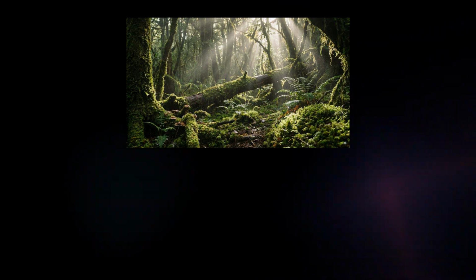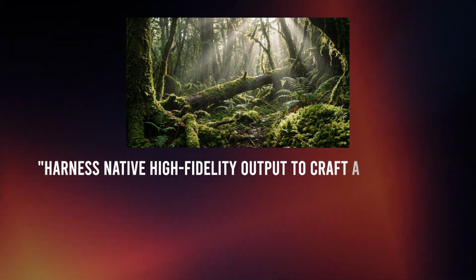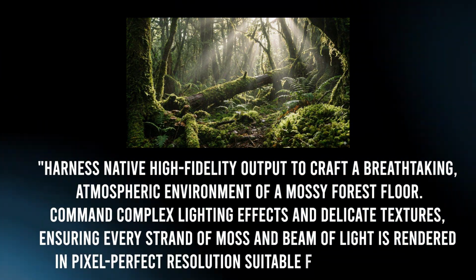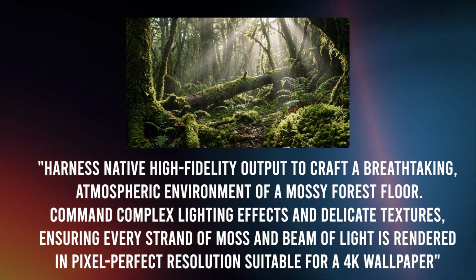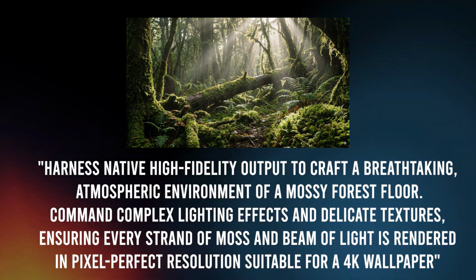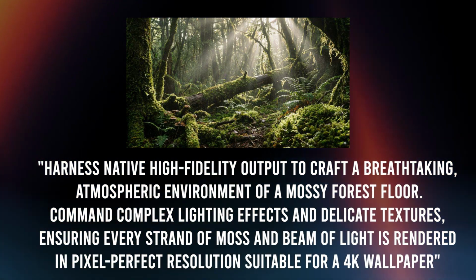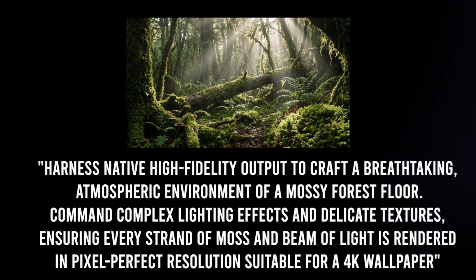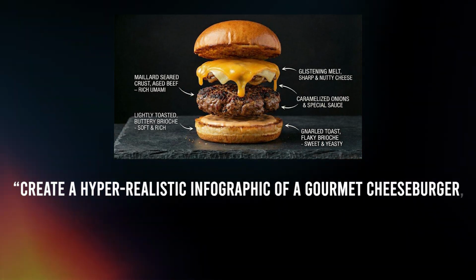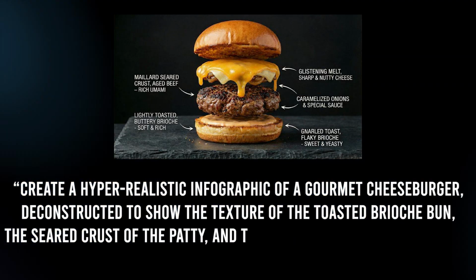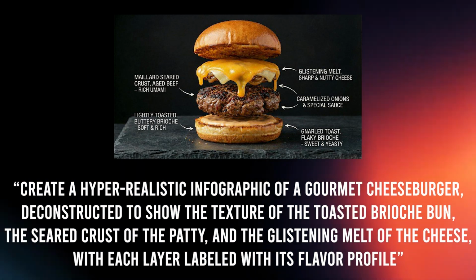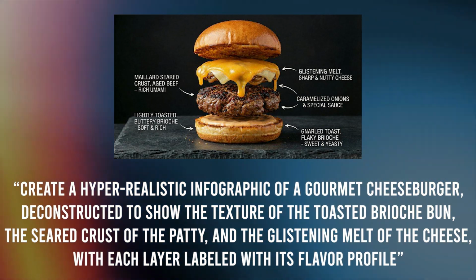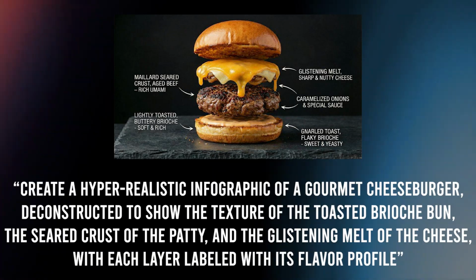Their 4K example reads like poetry. Harness native high-fidelity output to craft a breathtaking atmospheric environment of a mossy forest floor. Command complex lighting effects and delicate textures, ensuring every strand of moss and beam of light is rendered in pixel-perfect resolution suitable for a 4K wallpaper. Or create a hyper-realistic infographic of a gourmet cheeseburger, deconstructed to show the texture of the toasted brioche bun, the seared crust of the patty, and the glistening melt of the cheese, with each layer labeled with its flavor profile.